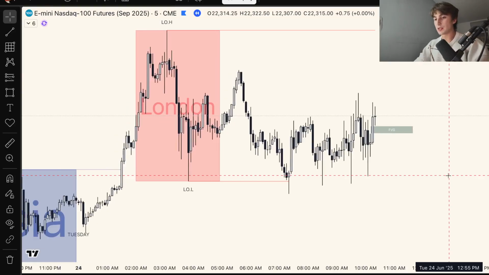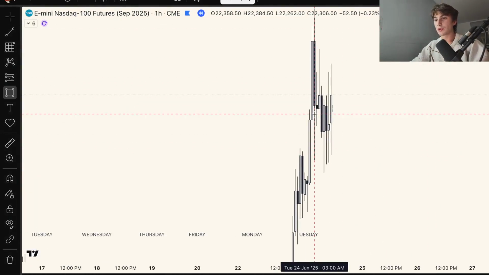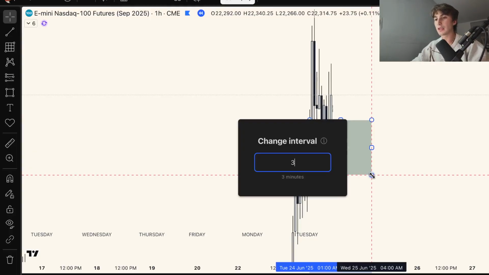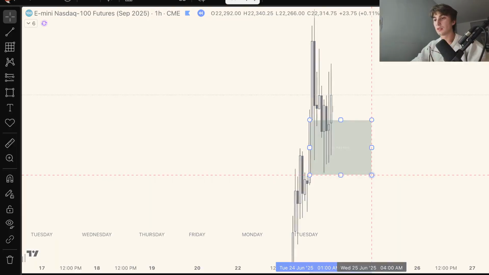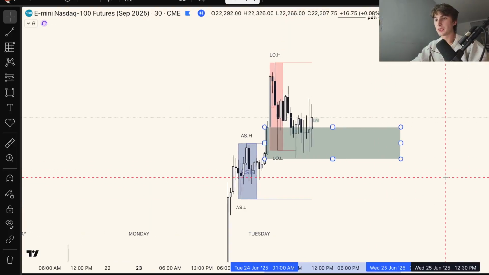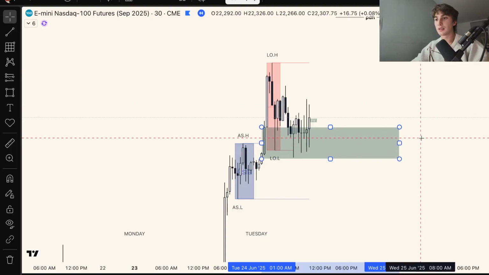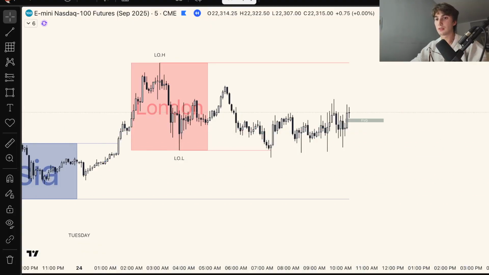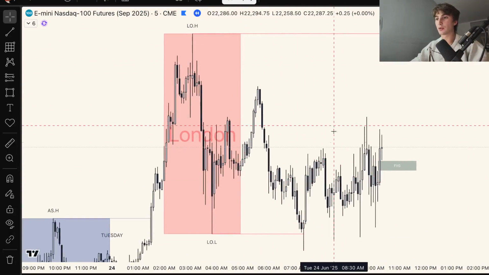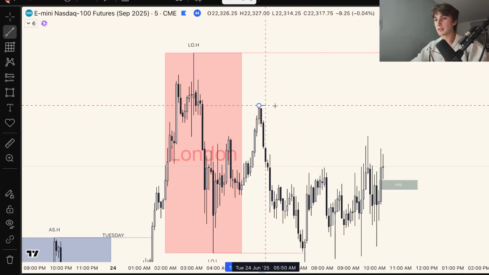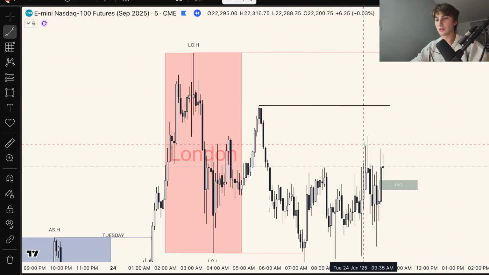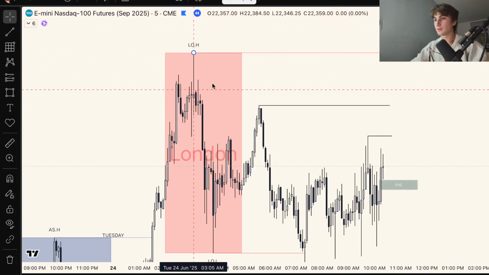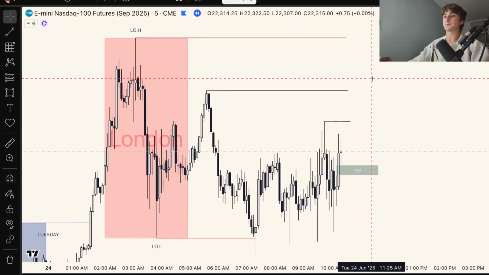So London lows get swept. Are we inside a key level? Yep, we're also inside this bullish hourly fair value gap. London lows has gotten swept. London highs is intact. And after sweeping London lows and being bearish for a bit, we've been having this bearish order flow. We've generated some buy side here. We've also generated some buy side here. And then we have London highs. So we have all this buy side.